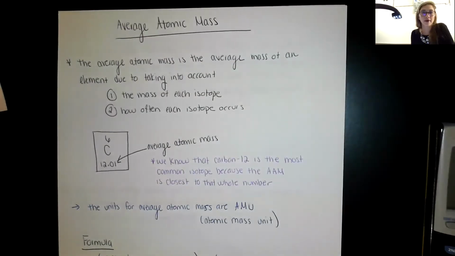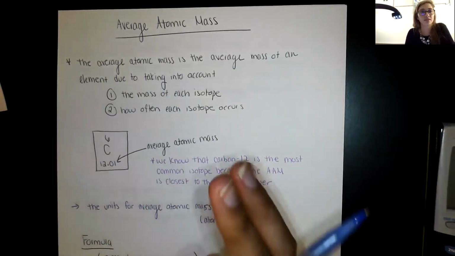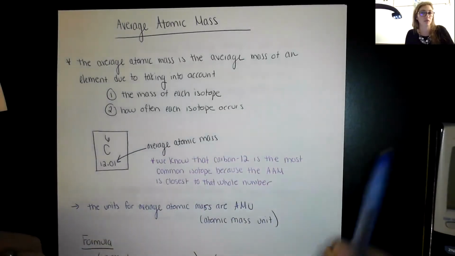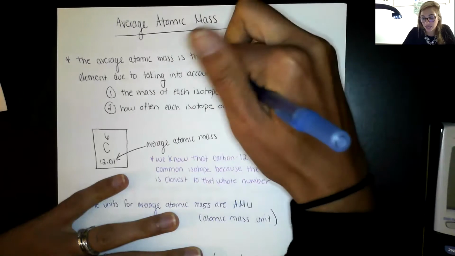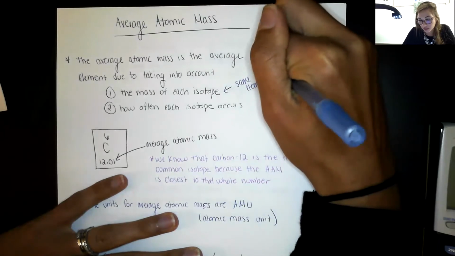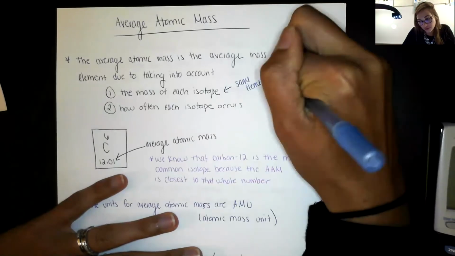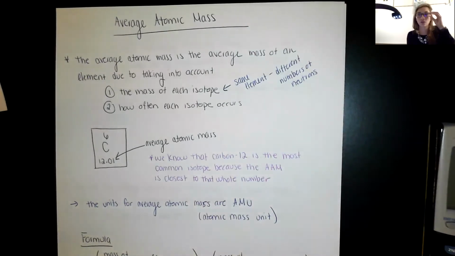All right, today we're going to talk about average atomic mass. Average atomic mass is the average mass that an element has, and you're taking two things into account: the mass of each isotope, and how often each isotope occurs. Remember, an isotope is the same element with a different number of neutrons. Not every isotope of an element occurs at the same percentage.